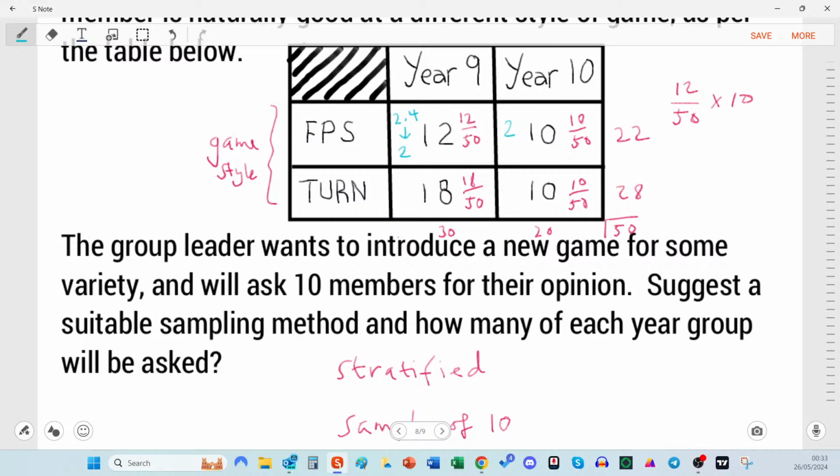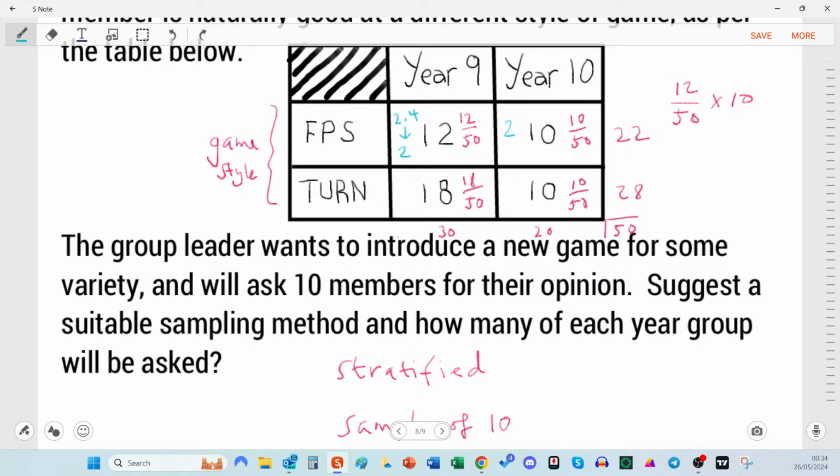Here, the proportion that we want is 18 50ths. Don't be put off, it's just under half, right? 18 divided by 50 is 36%. So we want this percent, 36% of people will come from year 9 turn-based. So if they were scaled down to 10, because we only want 10 people, we still want 36% of those 10 to be represented in the sample.